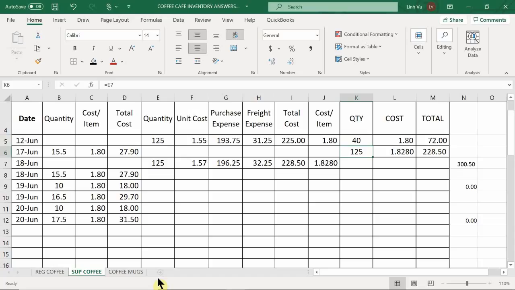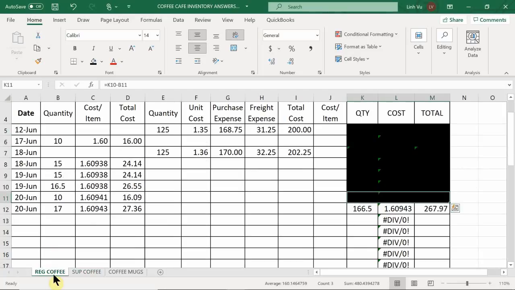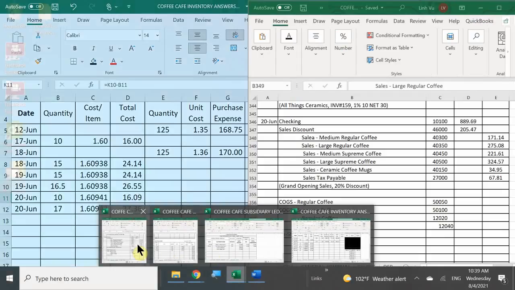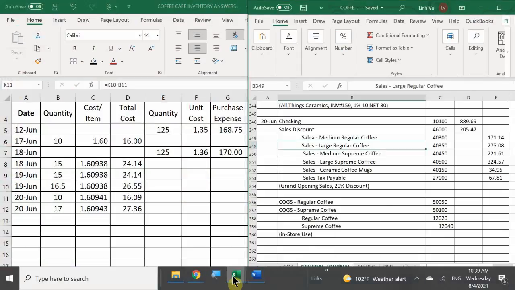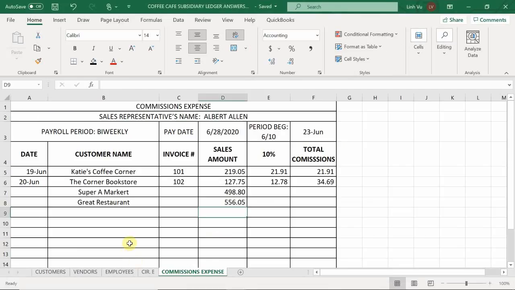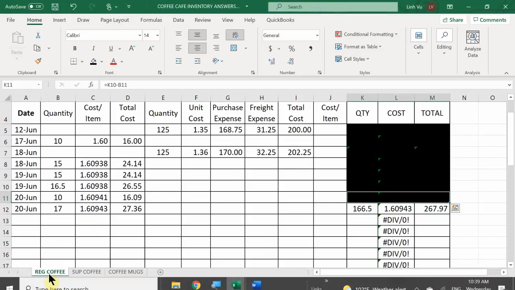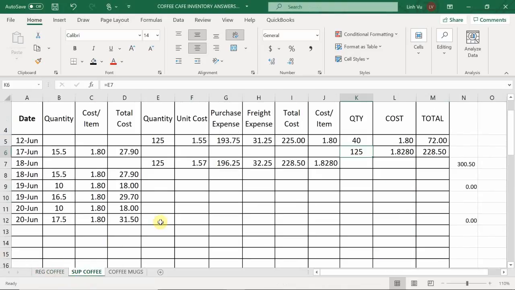Once again, we've calculated how much it's going to cost me to use 17.5 pounds, which came out to be $31.50. So here, Supreme is $31.50. Regular is $27.36. Let me go back to that. Making sure you guys are okay with the Supreme.